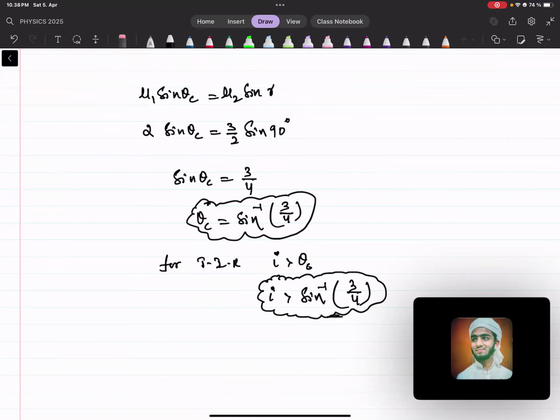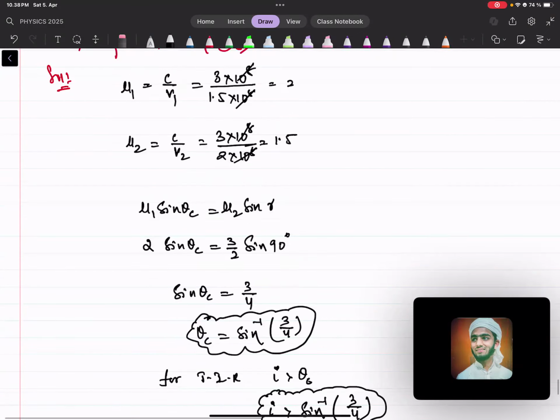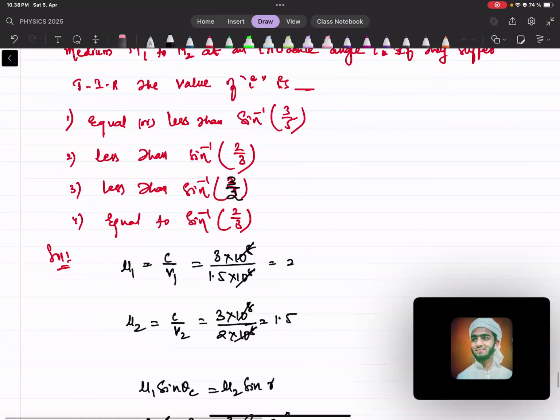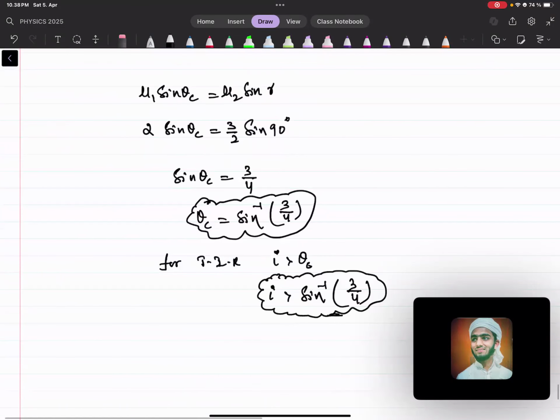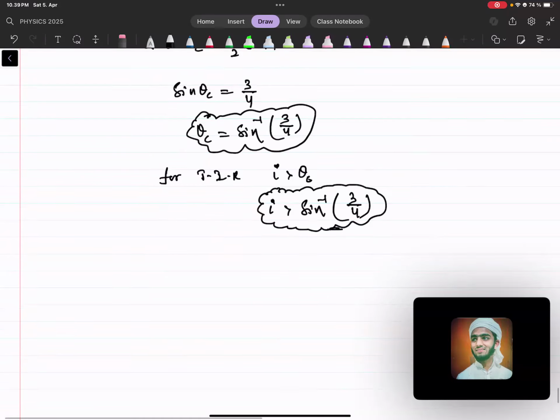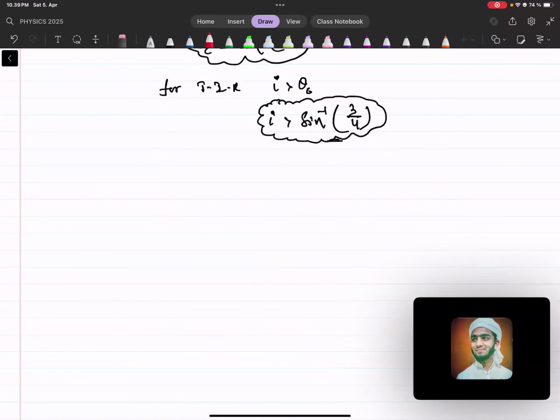Clear? Yes, sir. If it is equal, the TIR is also there. So it should be greater than or equal to sine inverse of 3 by 4. Options are wrong for that one. Okay, leave it. This is the method. Clear? Yes, sir. The next one, an important one.